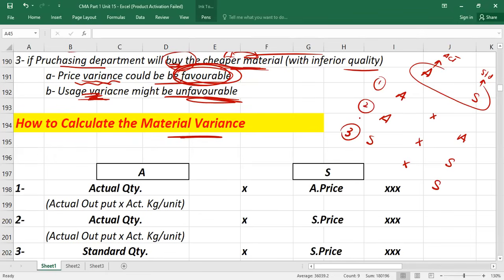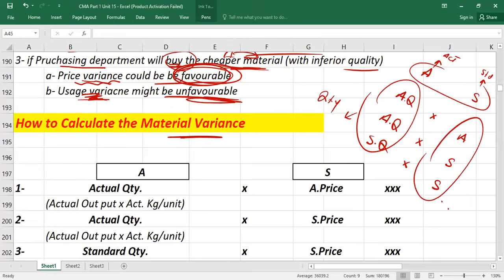But now what you will do with the first column, you will attach the word quantity. For example, actual quantity and standard quantity. And with the second column, you will attach the word price.